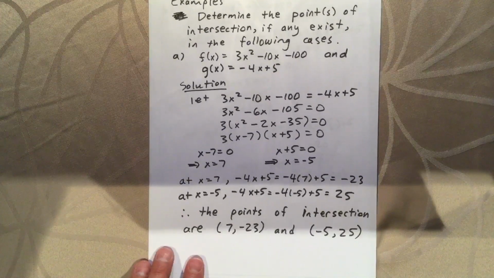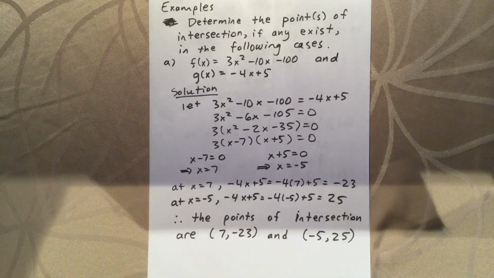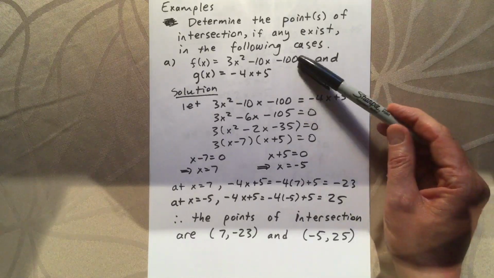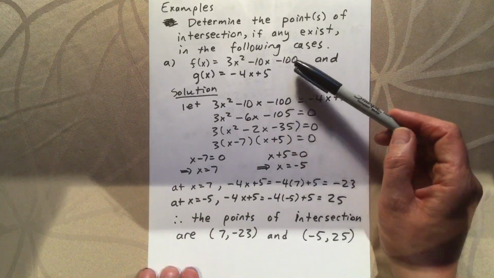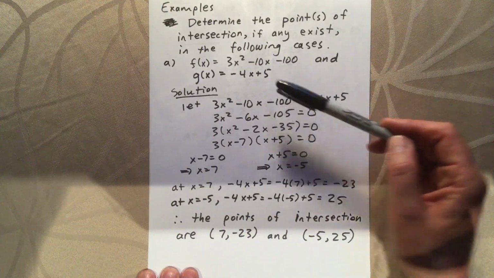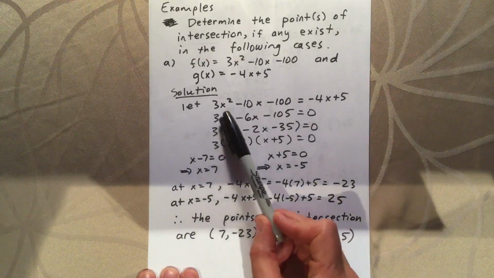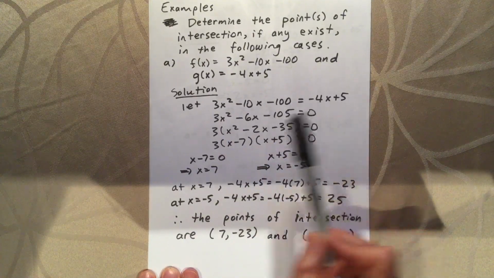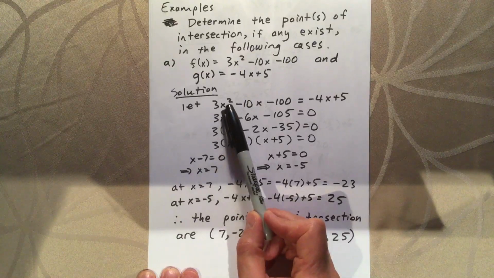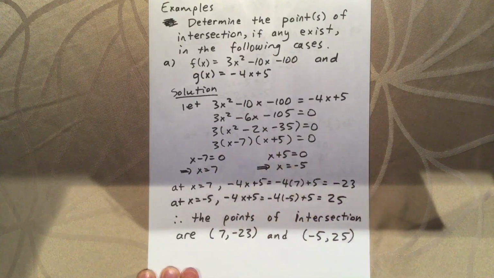So let's do a couple examples here. Determine the point or points of intersection, if any exist, in the following cases. The first one, we've got the parabola and the straight line given. Well, to determine where there's points of intersection, we can set these two equal to each other and solve for x. So 3x squared minus 10x minus 100 equals negative 4x plus 5. This is a quadratic equation because of the exponent of 2 and the equal sign.